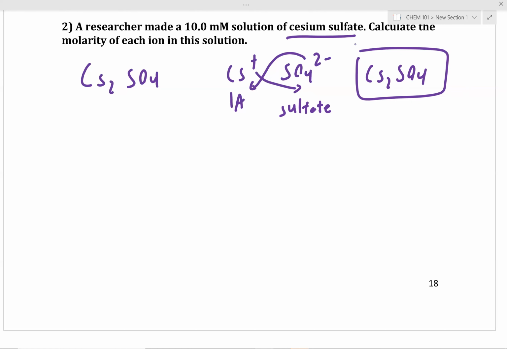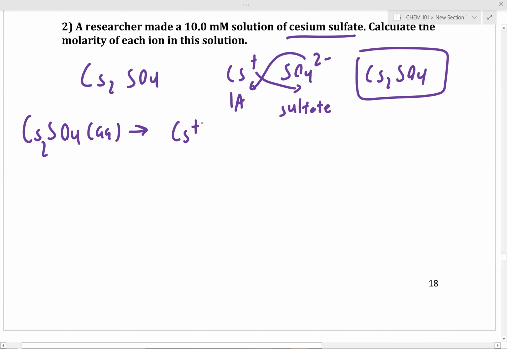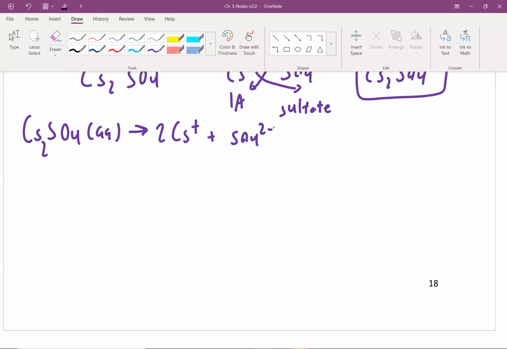So I saw a lot of reasonable solutions here, but I just want to emphasize one thing that's really important. If we have cesium sulfate dissolved, what ions are we going to get in solution? Did we already list our ions when we came up with this formula? Yes. So we get Cs+, and how many of them? 2. And we're going to get SO4 2-, and how many of them? 1. This is where the formula ratio comes into play, and I just don't want you to forget this idea.